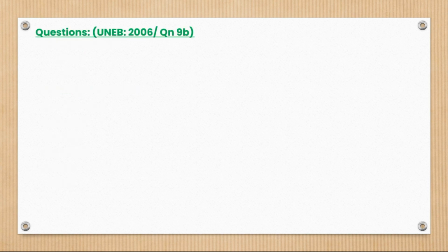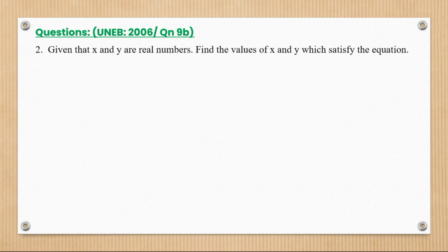Alright, let's look at a number from UNEB 2006. This was question 9b. So we're being asked, given that x and y are real numbers, find the values of x and y which satisfy the equation x over 2 plus 3i minus y over 3 minus 2i, which is equal to 6 plus 2i over 1 plus 8i.